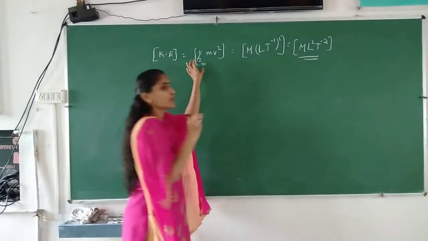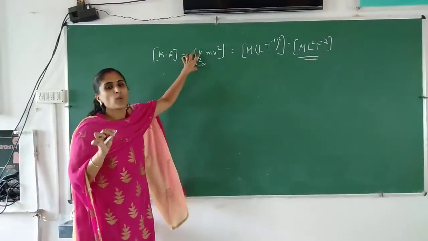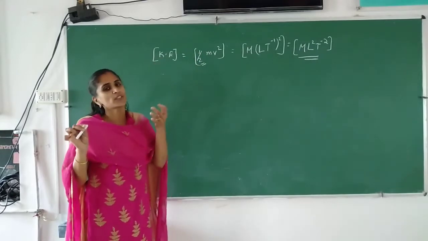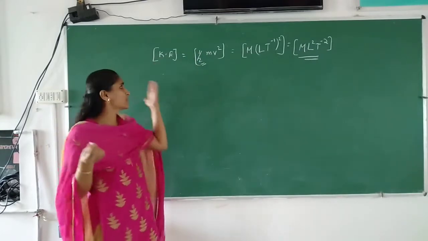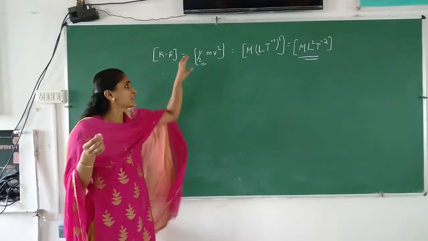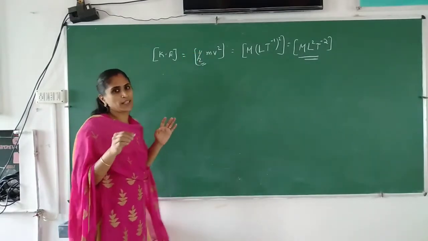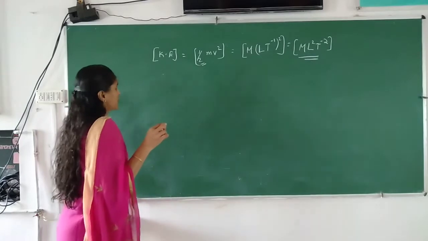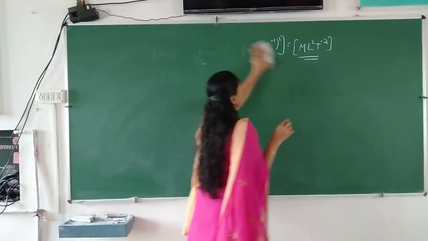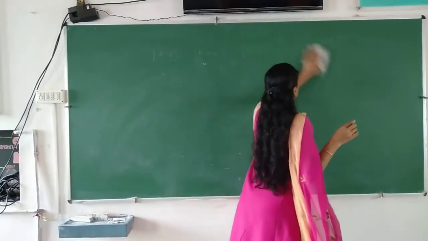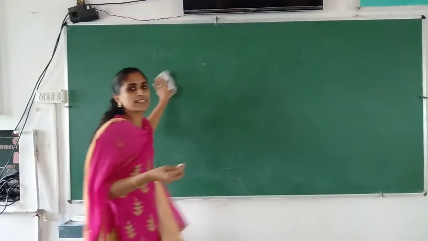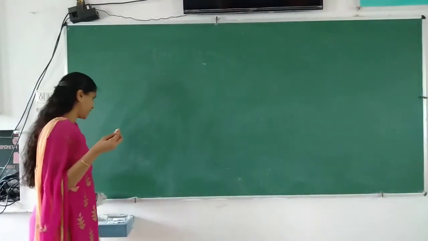So here there is no need to consider this half, because it has no dimension. Only quantities having dimension are to be considered. This is a numerical value, so no need to consider it. Okay, clear? Now we will discuss again some dimensions, and after that we will discuss the uses of dimensional analysis.